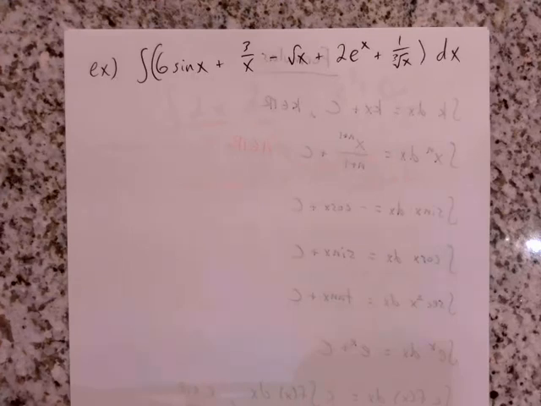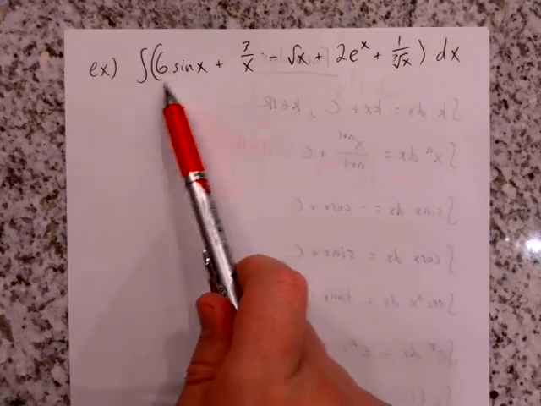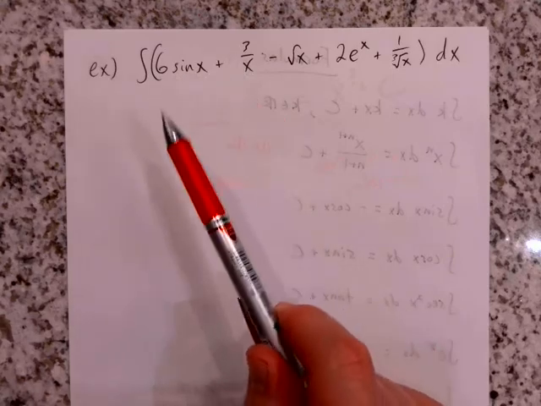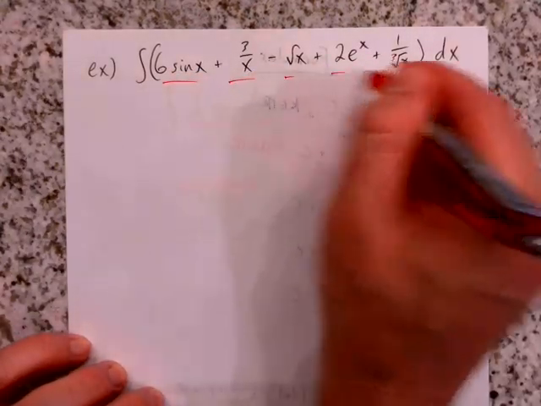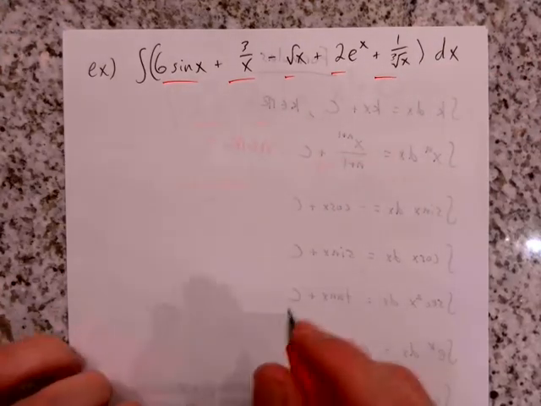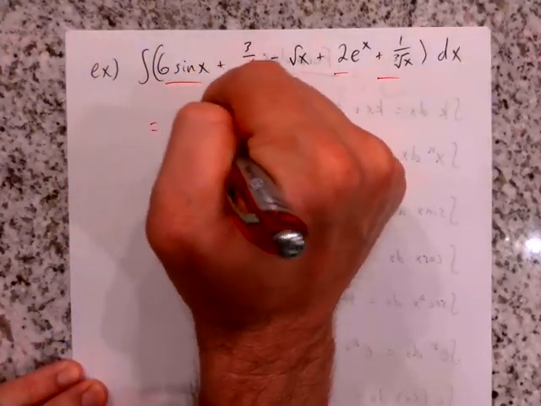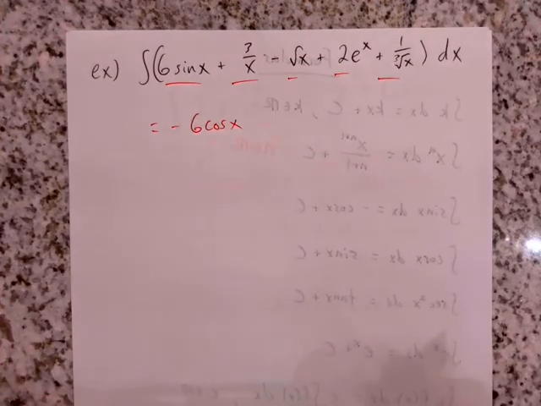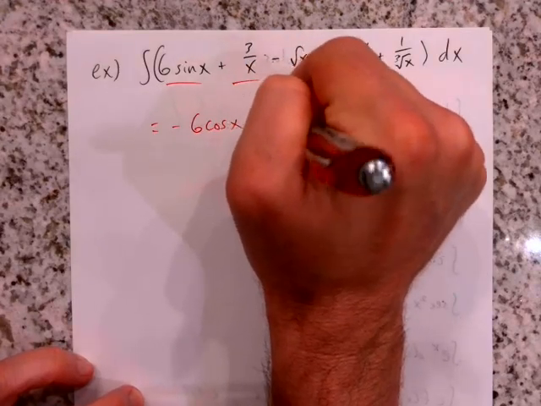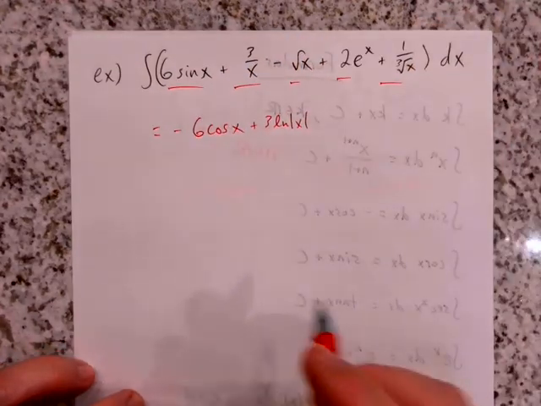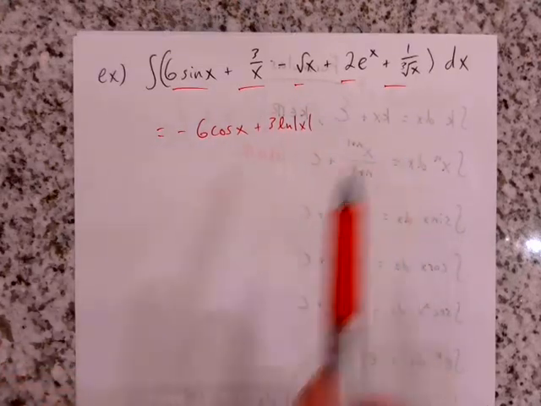So the very last property from that previous page said that if you're taking the integral of f plus g, you integrate f, then integrate g, and so on and so forth. So we integrate each of these one at a time. So 6 sine x integrates to negative 6 cosine x. 3 over x, that is 3 times 1 over x. So that integrates to 3 times log absolute value of x. Right? Because again, 3 over x is 3 times 1 over x.